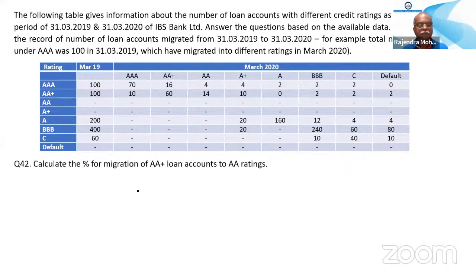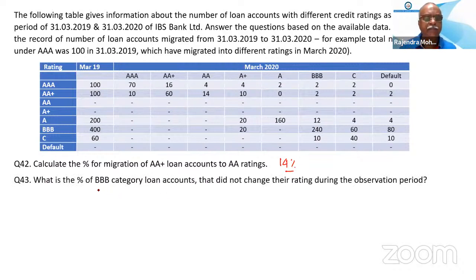Now, calculate the percentage for migration of AA plus loan to AA rating. AA plus to AA means it is a downgrade. How much is it? 14%. Okay, 14% means 14 has been downgraded out of 100, so 14%. Good. What is the percentage of BBB category that did not change their rating during the observation period?